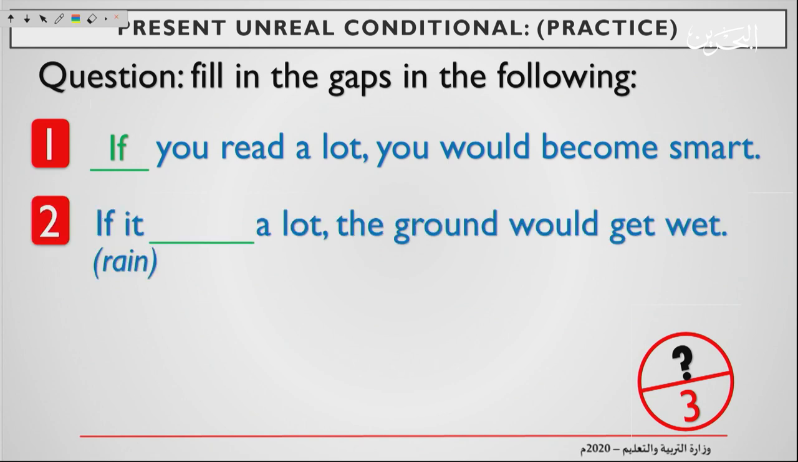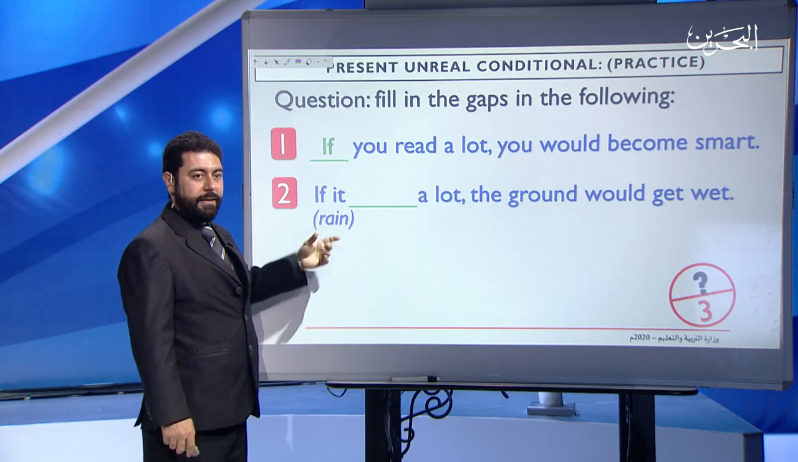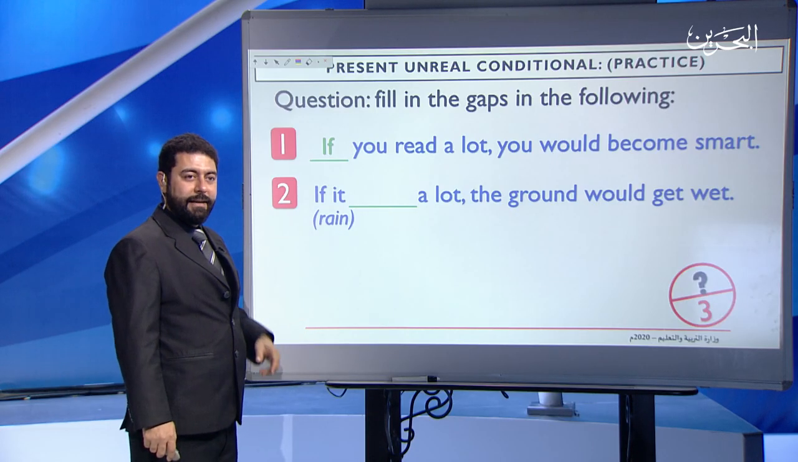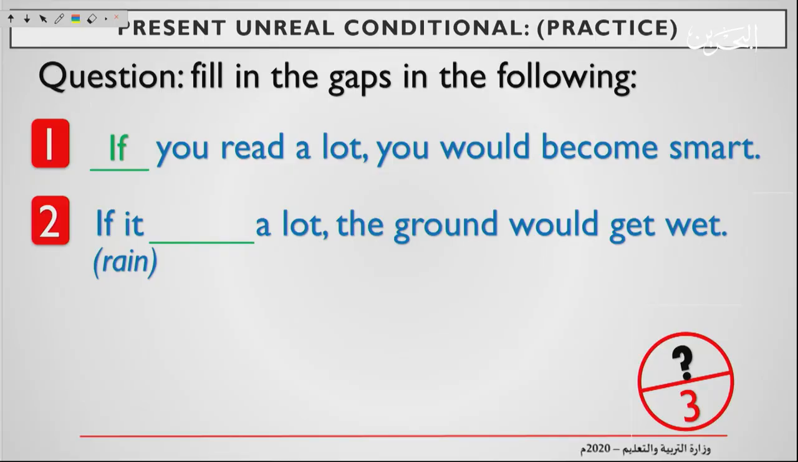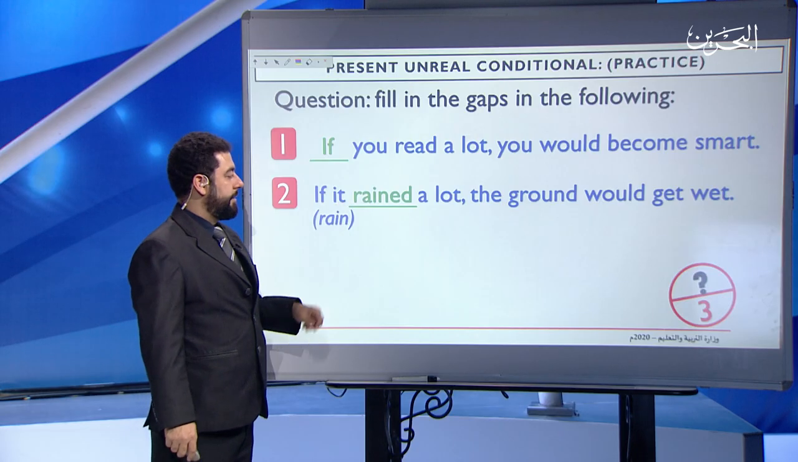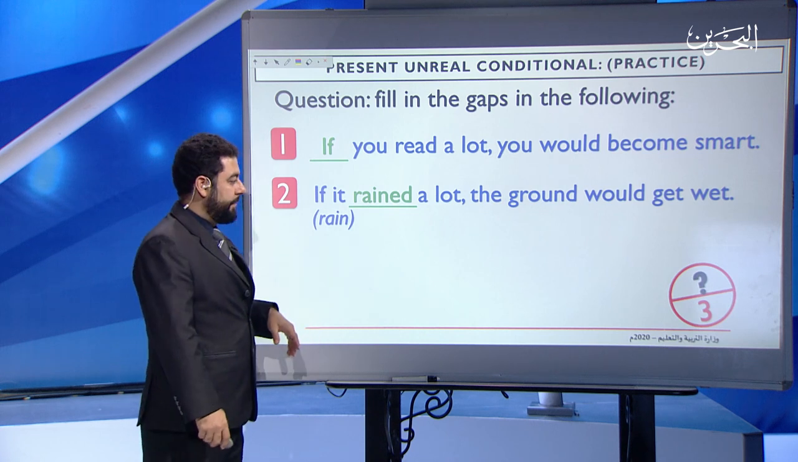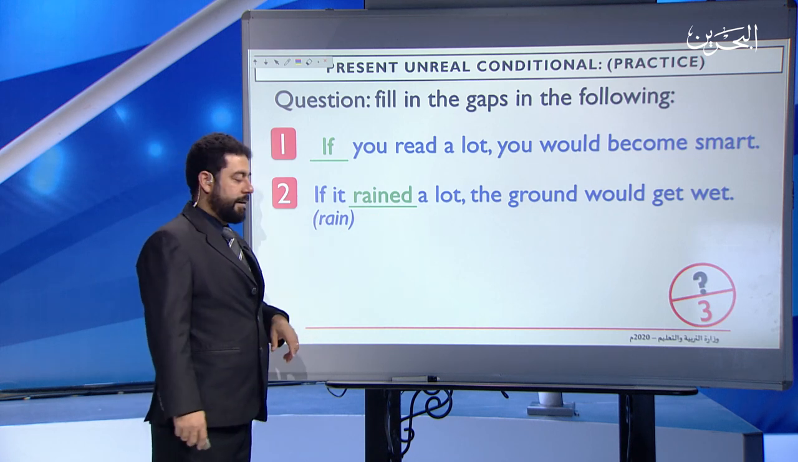Let's do another one. 2. If it gap a lot, comma, the ground would get wet. You have to use the verb between parentheses, rain. You have 5 seconds. Let's check. The answer is rained. If it rained, past simple. All right, if you're right, give yourself a mark.